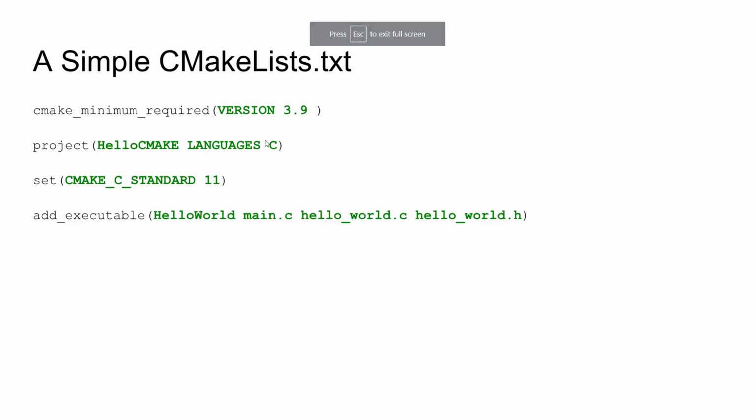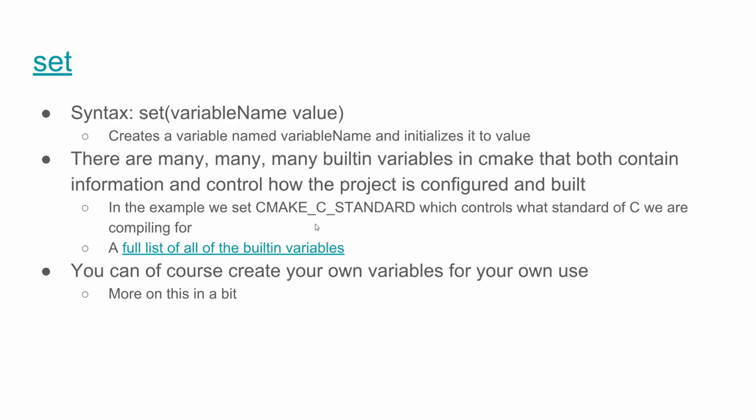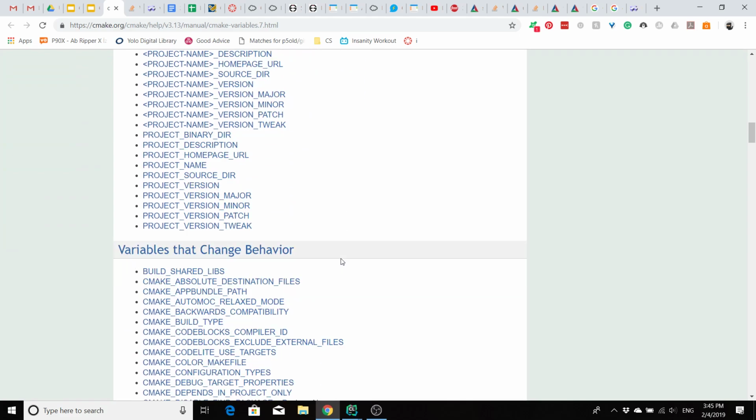The next command that we saw back here was the set. Set is the command that's used to create and initialize variables. So here I'm trying to set the CMake standard to be 11. So I want to compile for the 2011 standard. And there are a lot of built-in CMake variables, and they can contain a lot of useful information. They also can control a lot of behavior of how things work as well. For example, if you go here, here's a list of all of the CMake built-in variables.